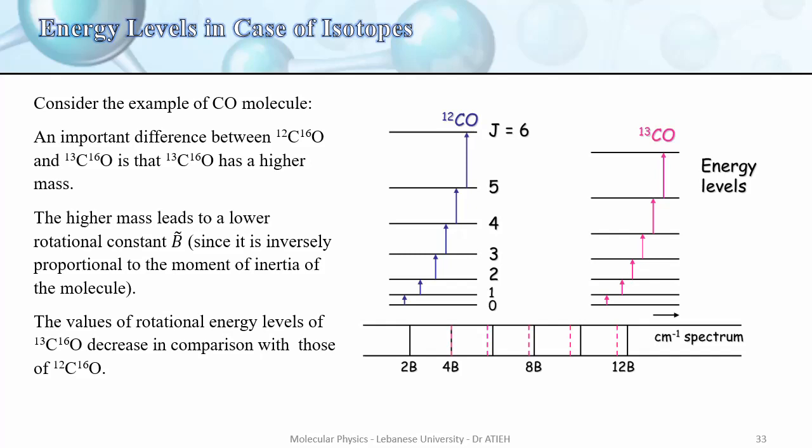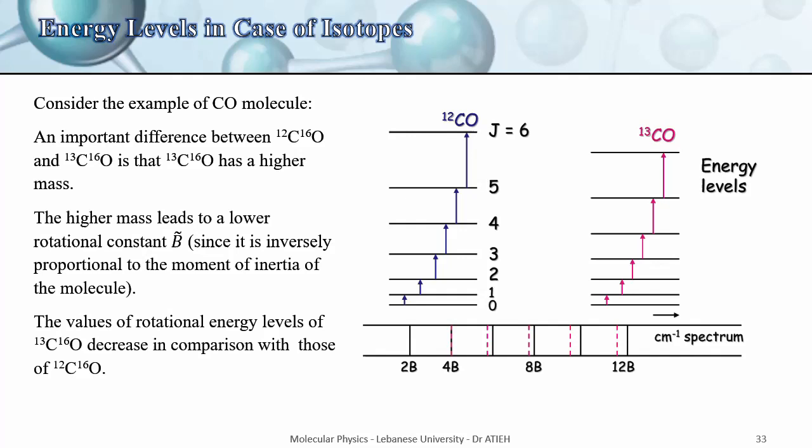Now let's see what happens if we replace atoms by their isotopes. What happens to the energy levels? Let's consider an example: the CO molecule, C12 and C13. An important difference between C12O16 and C13O16 is that C13O16 has a higher mass. When the mass is higher, that means the moment of inertia is higher, I is higher.